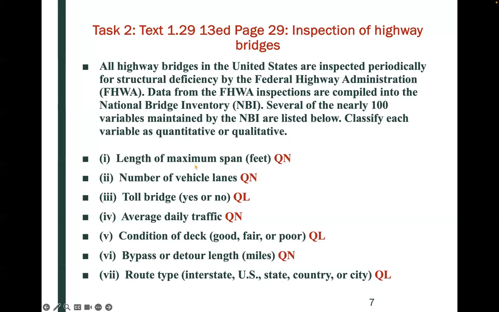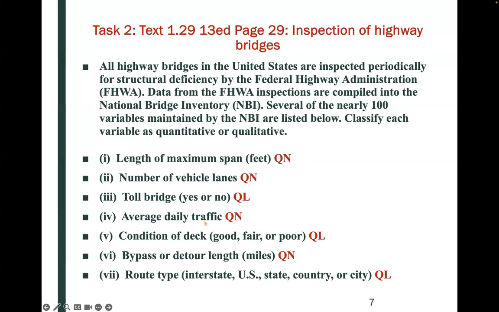So length of the maximum span in feet, that's going to be quantitative because the length, for example, 10 feet versus, well, it wouldn't really be 10 feet, but let's say 500 feet or something. That's quantitative. It deals with numbers. Number of vehicle lanes, that's also quantitative, whether it's one vehicle lane, 2, 4, 5. Number 3, a toll bridge. So yes or no, whether there's a toll bridge or not. So that's not numerical, so that's going to be qualitative.